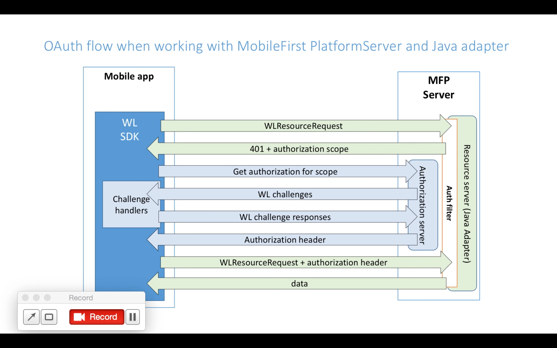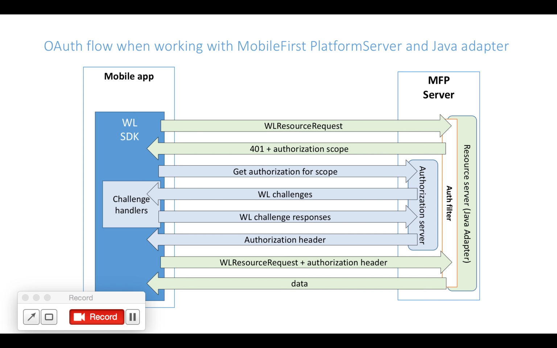From the SDK, you're using WL resource request to make requests to the Java adapter, right? The Java adapter is protected by an authentication filter, so the authentication filter will intercept that request and detect that this request doesn't have the required authorization. So it will return a 401 response plus an authorization scope.